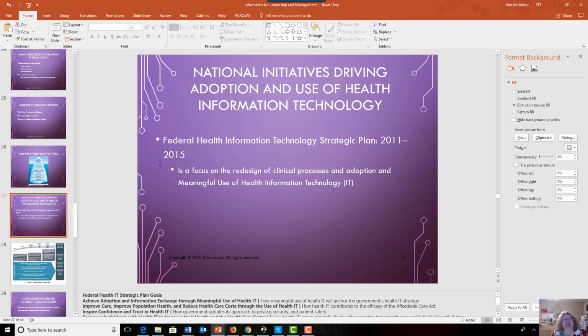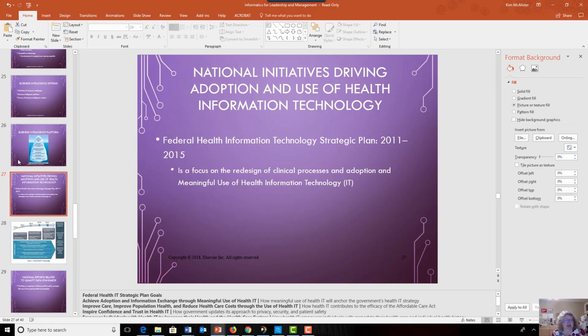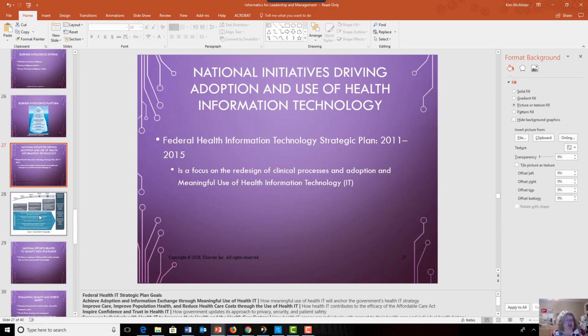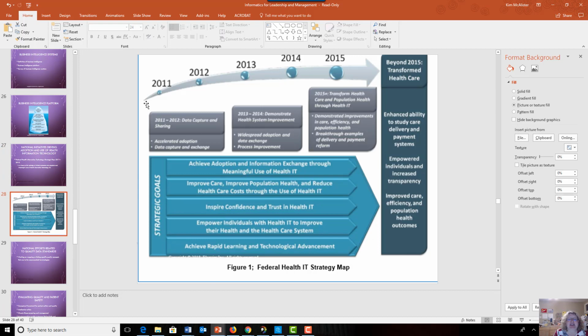And so some of the initiatives that drive our health information systems, first of all, we had a federal health information technology strategic plan, and this is what kind of drove the building of our current system that we have now. These were the strategic goals.